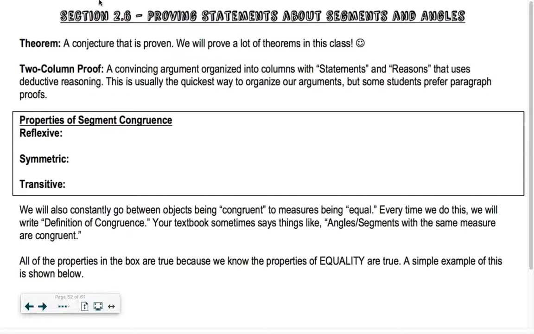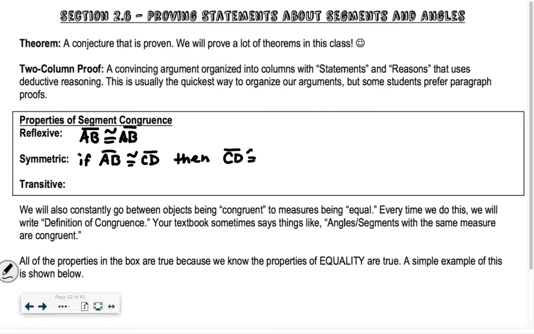So properties of segment congruence, we haven't really talked about. I mean, we've talked about this a little bit before. Objects are congruent to each other. Measurements are equal. So if you see reflexive property of congruence, it's going to be like segment AB is congruent to segment AB. And then the symmetric would be like if AB is congruent to CD, then CD is congruent to AB.